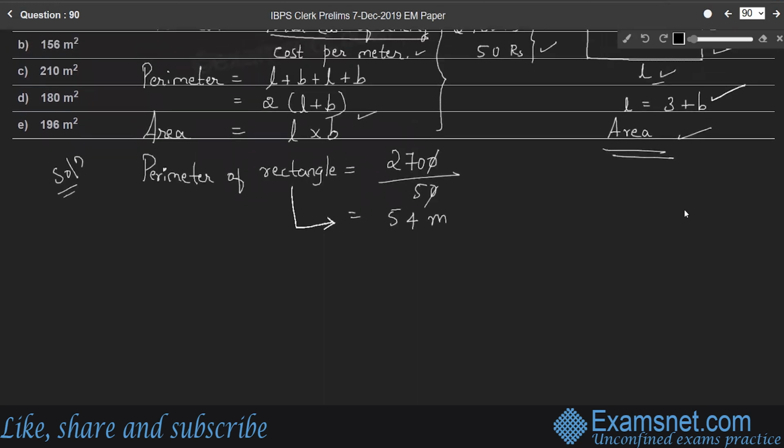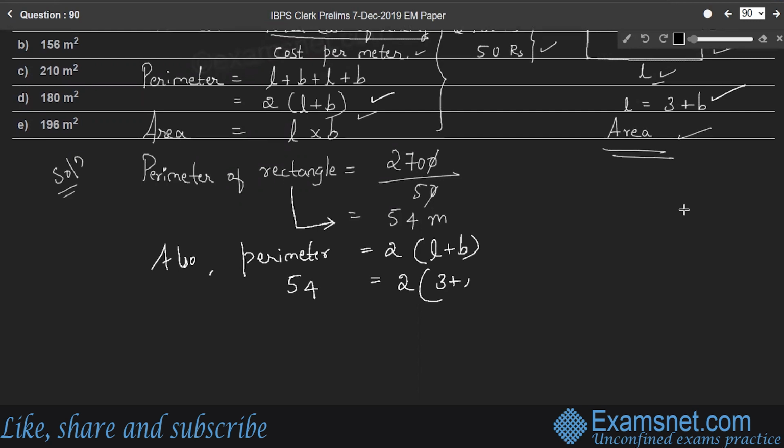So, from the second formula, perimeter is equal to 2 times (length plus breadth). So what is the perimeter? 54 meter. 2 times (length is 3 plus breadth, it is given, plus breadth). Right? Therefore, 54 by 2, which is 27, is equal to 3 plus 2 times B.